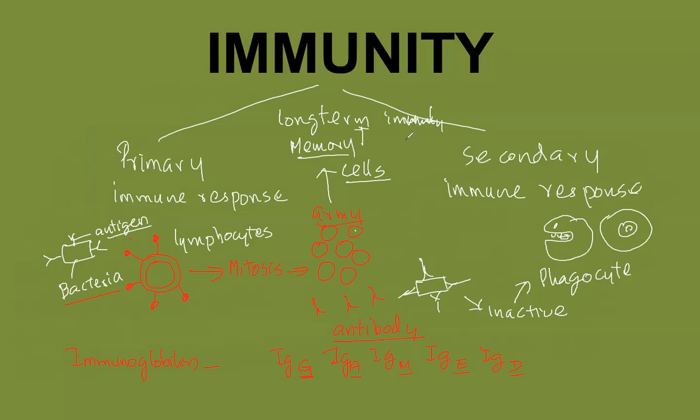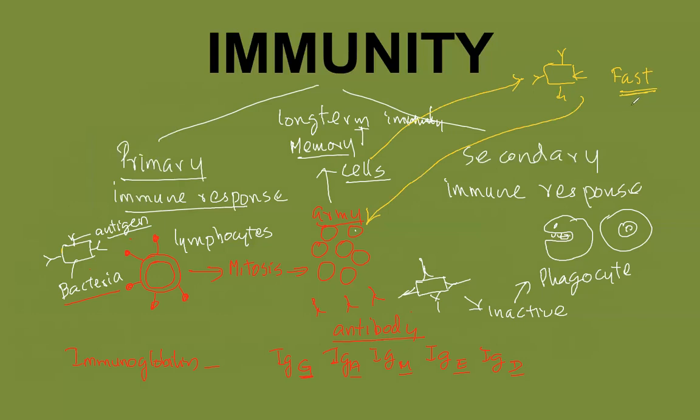And this is called primary immune response. What is secondary immune response? Imagine someone gets infected by the same bacteria for a second time. When the same bacteria enters your body for the second time, the memory cells identify the bacteria and start forming the clone of cells very quickly. This response is really fast. And this is called secondary immune response.